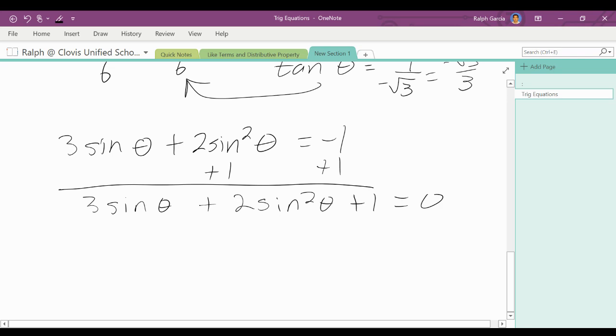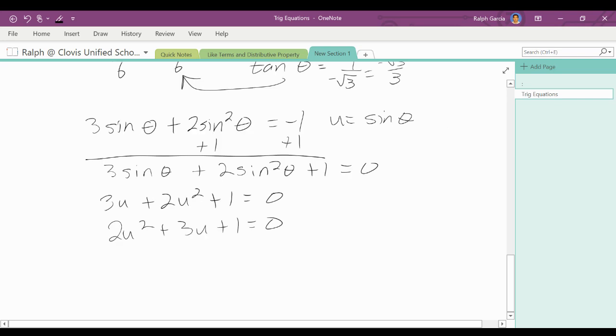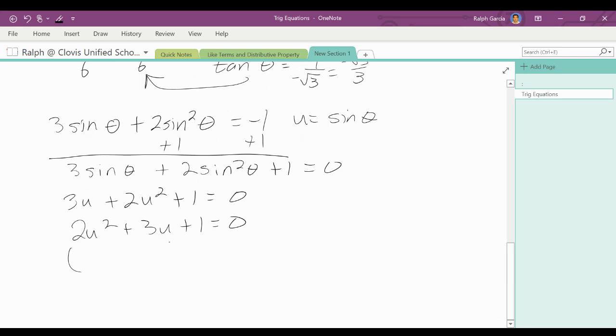All right, and then I'm going to go ahead and do u substitution here just to make it a little easier on myself. So I'm going to do 3u plus 2u squared plus 1 equals 0. And then hopefully you'll notice that I have a trinomial, so I'm going to write it in descending order of power so it's kind of the way that I'm used to looking at it. And then I'm going to factor this thing. Okay. So I got to ask myself, okay.